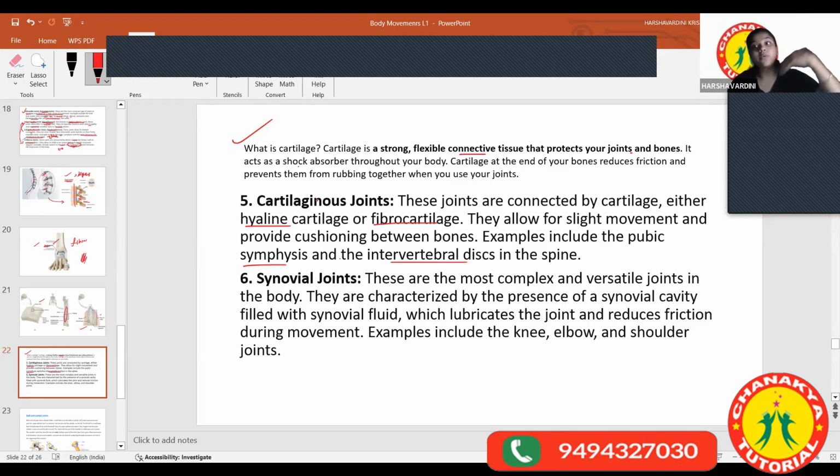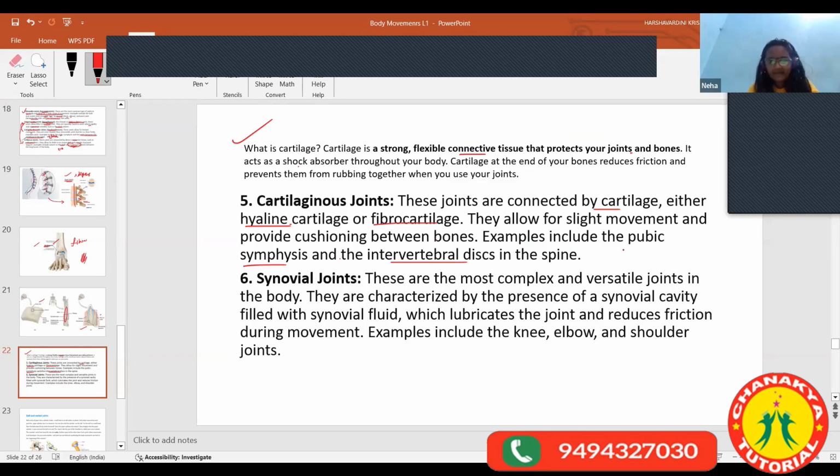Now you know what cartilaginous joints are. These joints are connected by the cartilage itself. So what is cartilage? It is tissue. A group of tissues makes up cartilaginous joints. Either hyaline cartilage or fibrocartilage, these are the names of the cartilage. They allow slight movement and provide cushioning between bones. They will obviously be between the bones only, right? They'll be here and here in between the bones. So whenever you get a hit or sudden shock in the joint, they protect your joint and act like a shock absorber.